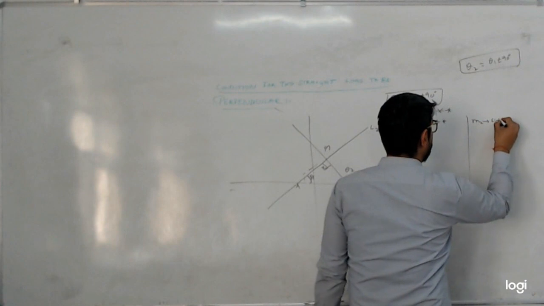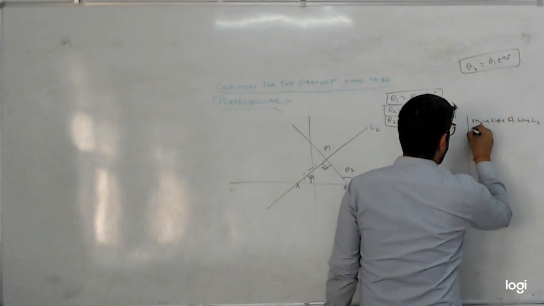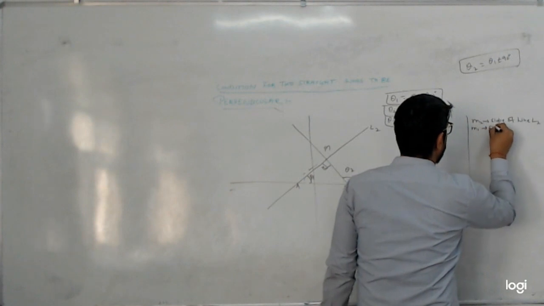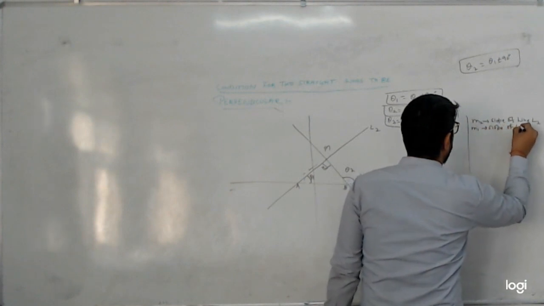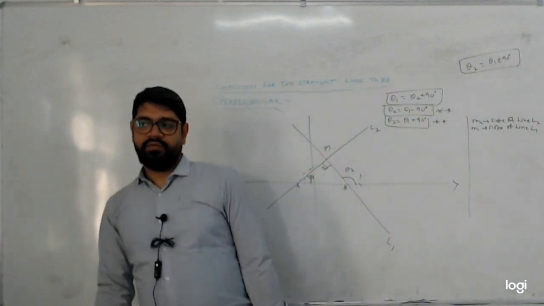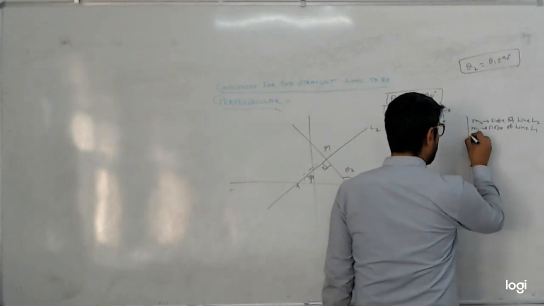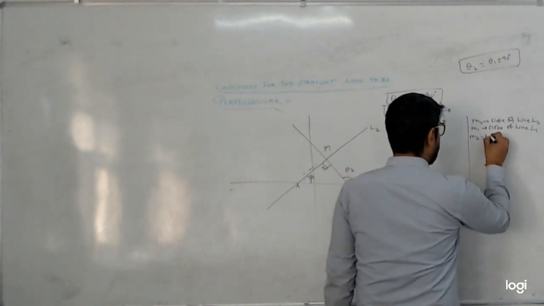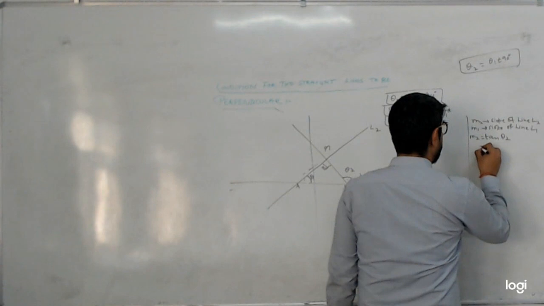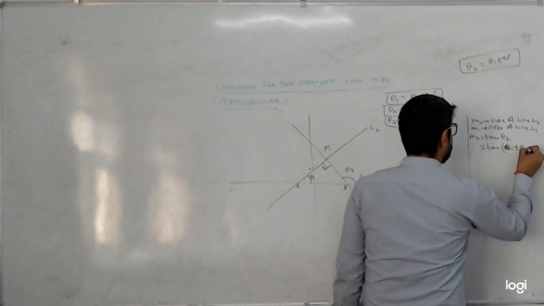slope of line L2 and M1 is the slope of line L1. Then what is the value of M2? M2 is nothing but tan θ2, which is nothing but tan of θ1 plus minus 90.